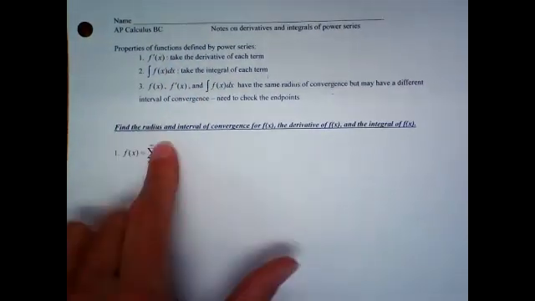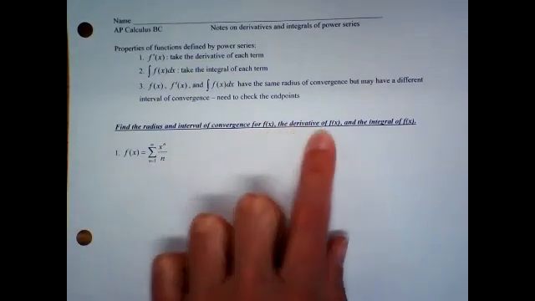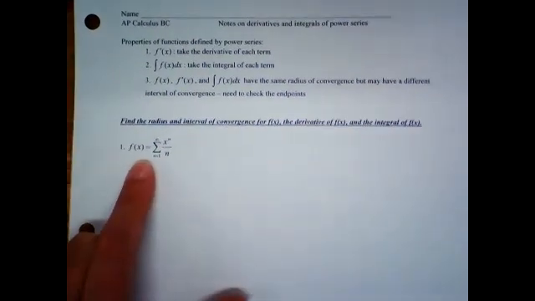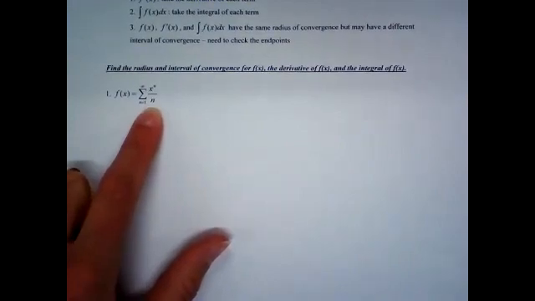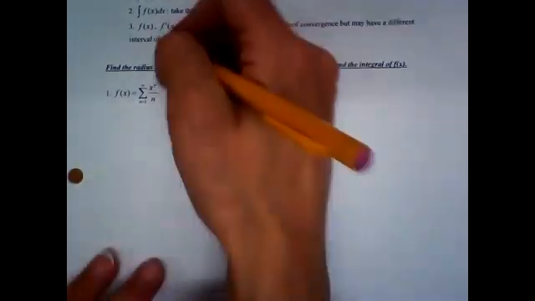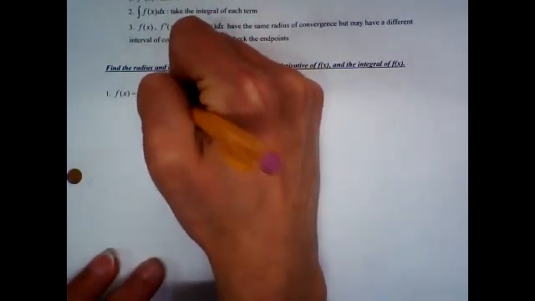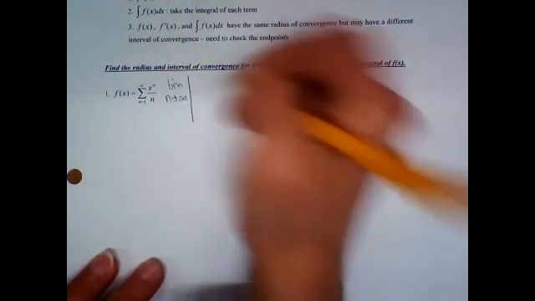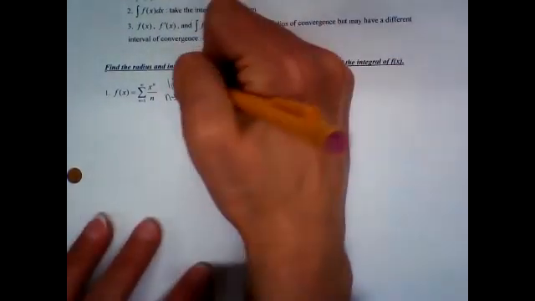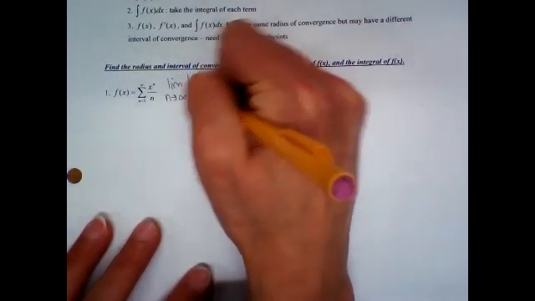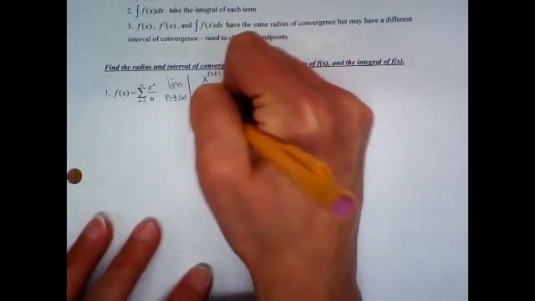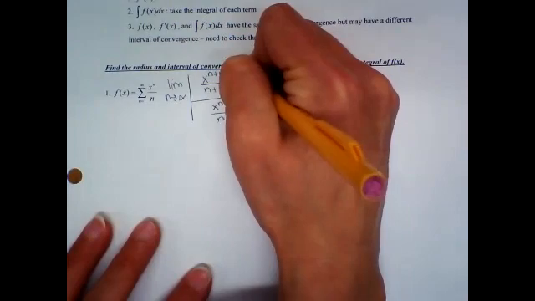So we're going to find the radius and interval of convergence for the function, the derivative, and the integral. So the function is this power series, an infinite number of terms. We're going to do the exact same thing we just did on the last quiz. Just going to practice it again, all right? So limit as n goes to infinity, gigantic absolute value. We're going to plug in n plus 1. So x to the n plus 1 over n plus 1, and then that's all over the series itself.